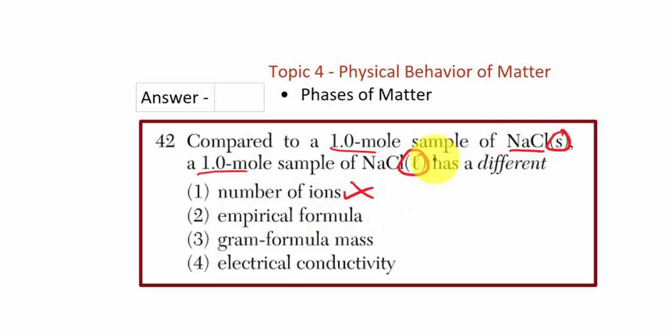Empirical formula. Well, these are both NaCl, the same empirical formula, so that answers out. Gram formula mass. The formula mass of NaCl is the same as the formula mass of NaCl, so that answers out. So by process of elimination, our answer is 4, but let's see if it makes sense. To conduct electricity, an ionic compound such as sodium chloride has to be in the liquid state so that the ions are free to move around. In the solid state, the ions are not free to move around. So sodium chloride does not conduct electricity in the solid state, but it does conduct electricity in the liquid state, making electrical conductivity the one property of those listed that is different. Answer 4.